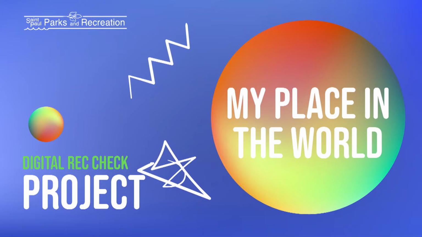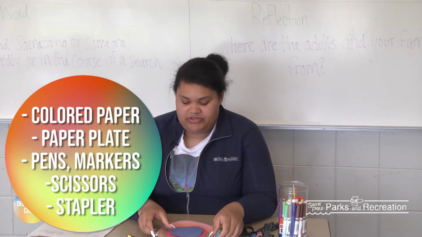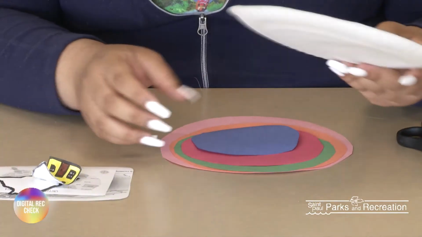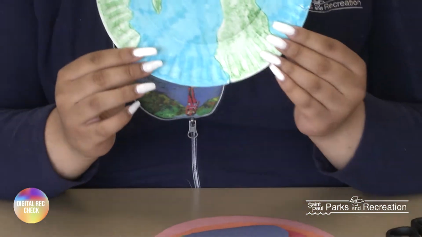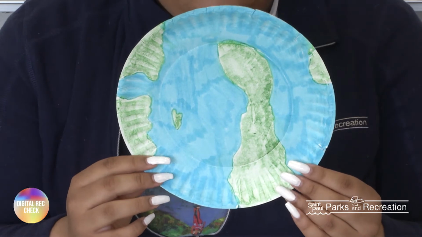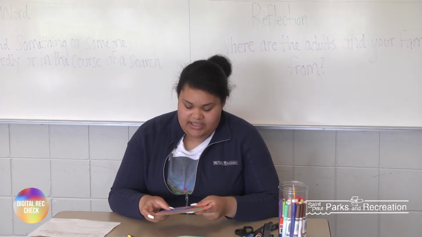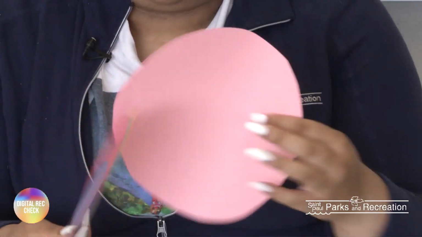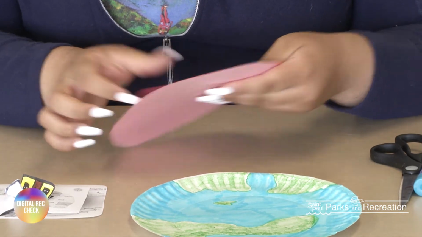Hi guys, welcome back. So for our craft project today, we are calling this one My Place in the World. So you will need some paper. I used different colors, and then you will need a paper plate and some glue, some scissors, and a stapler. So I already prepped mine, but what you're going to want to do with your paper plate is make the world. So this is what it looks like. And then for the paper part, I used different colors, like I said, and I basically took one and made one big circle, and then I just kept going down in size. So when you put them together like this, it should look like this.